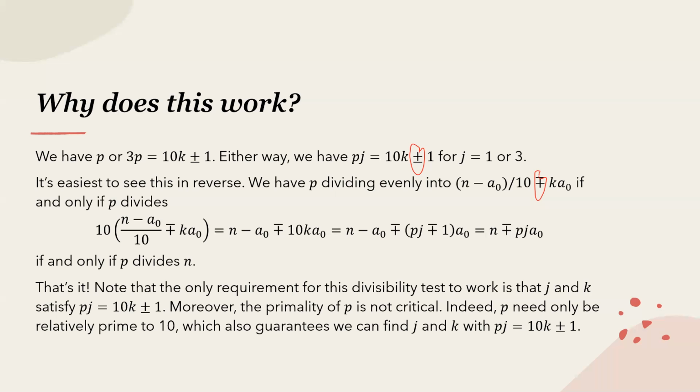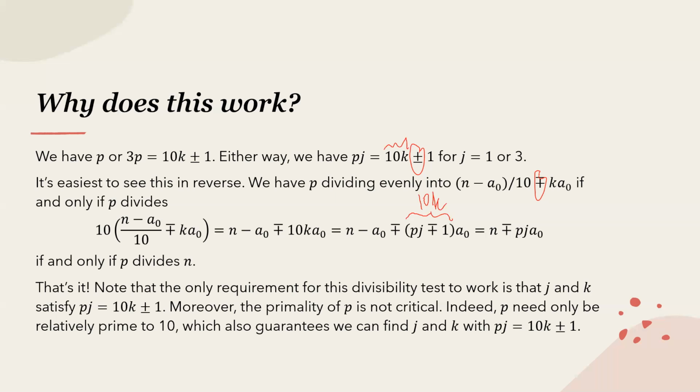But now watch, if I distribute 10, look what happens. The 10s cancel, and what I end up with is n minus the first digit, minus plus 10K times the first digit. Now I'm going to solve for 10K. This is literally 10K right here. If I want to solve for 10K plus or minus 1, I would have to move the minus plus 1 to the other side. So I can replace 10K with what it equals, which is Pj minus plus 1.